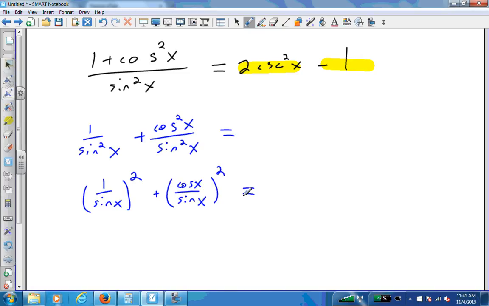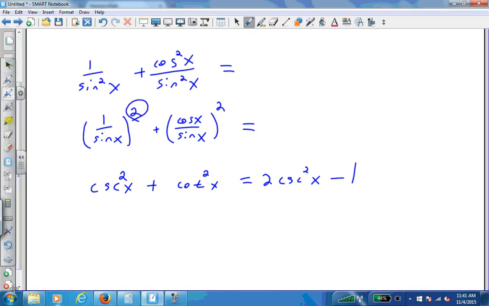What's 1 over sine the same thing as? 1 over sine is cosecant. That says to square cosecant. What's cosine over sine the same thing as? Cotangent. That says to square it. Still don't look the same.